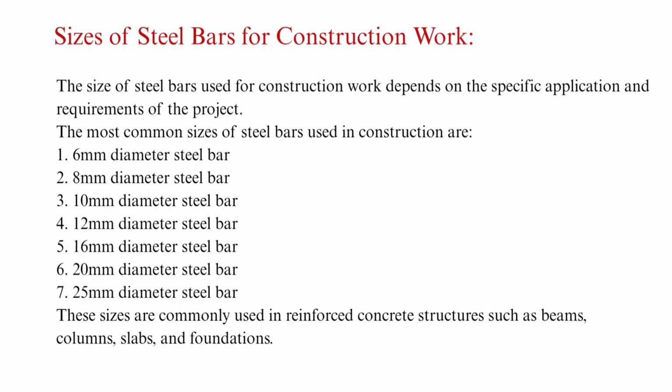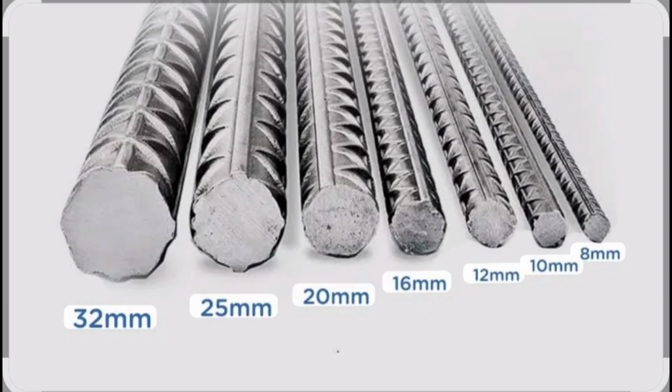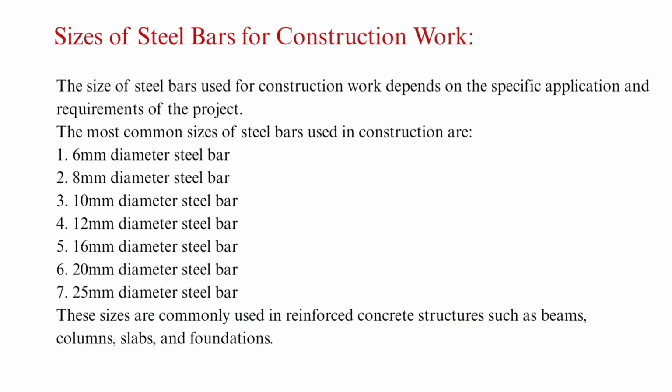Then there are different sizes of steel bars used for different types of construction work. The size of steel bars used depends upon the specific application and the requirements of the project. The most common sizes used in construction are 6 mm diameter steel bar, 8 mm, 10 mm, 12 mm, 16 mm, 20 mm and 25 mm diameter steel bars. And these sizes are commonly used in reinforced concrete structures such as beams, columns, slabs and foundations.